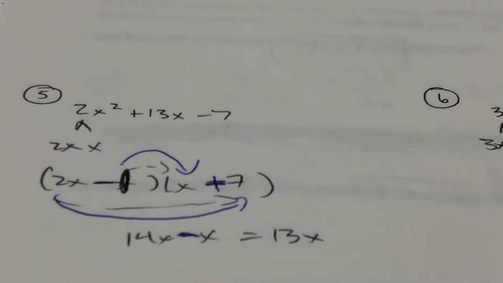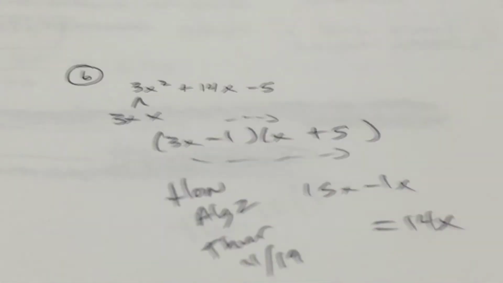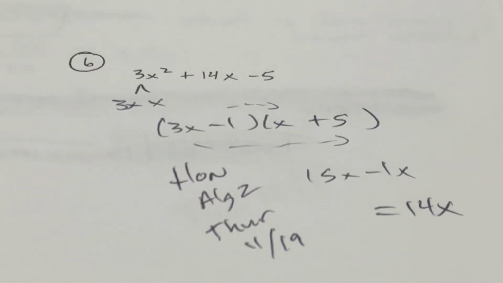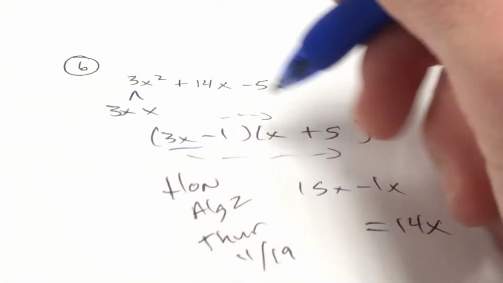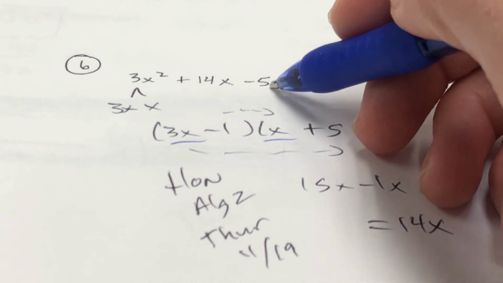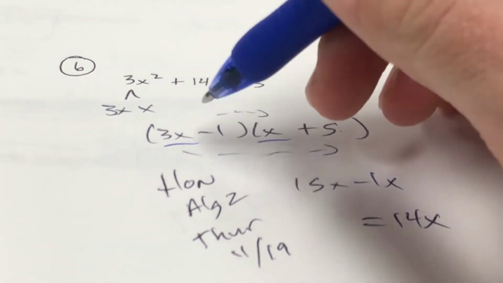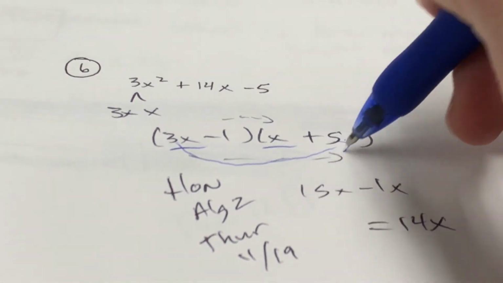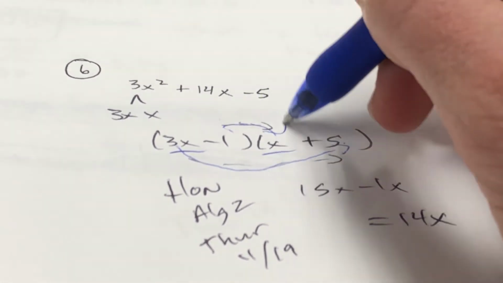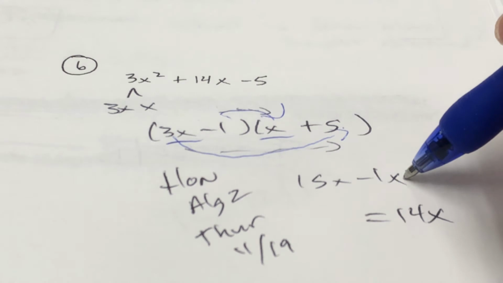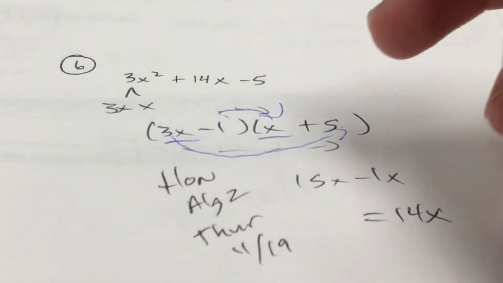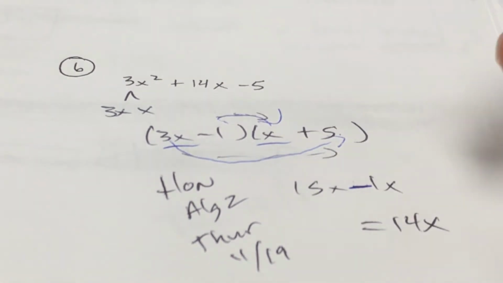Guess and check. Okay, on 6, there's only one way to get 3x squared. It's a 3x and an x, so you put that there first. There's only one way to get 5 as a factor. It's 5 and 1. If you put a 5 here and a 1 there, again, you just do this part of 15, and then a single x. Is there a way to get 15x and 1x to be 14x? There is. You make that a minus x.